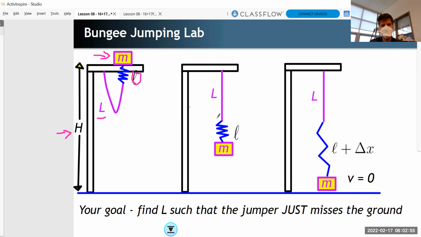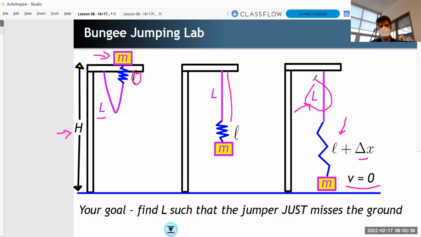As this thing falls, at some point, the string is going to be fully taut. And once the string is fully taut, the spring is going to start to extend and slow down our mass. And somewhere at the very bottom, our mass is going to be at rest. Our string will have a length big L. Our spring will have started at its natural length, little curly L, and have extended some amount delta X. And our goal is to figure out how much string we need such that our thing just barely doesn't hit the ground. We want it to come a couple centimeters off the ground. Obviously, if your string is way too short, your thing's not going to fall very far at all.